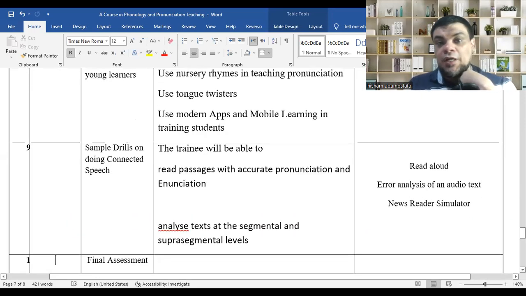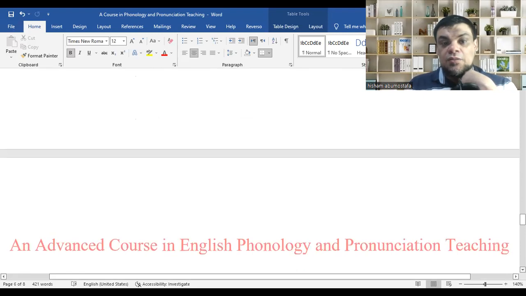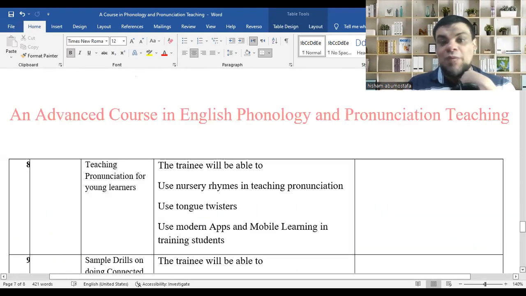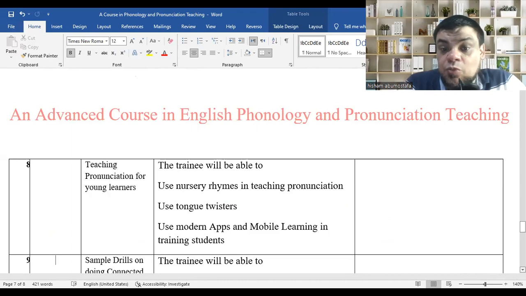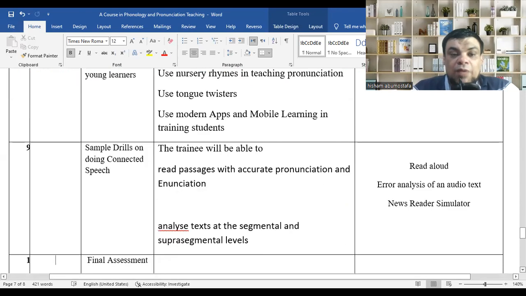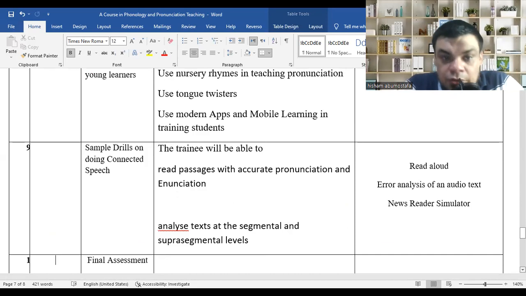Also for teaching young learners, the trainee will be able to use nursery rhymes in teaching pronunciation, use tongue twisters, and use modern apps and mobile learning in training the students. After that, we have sample drills on doing connected speech. Sample drills here means practical drills on speaking and reading fluently, applying all the techniques that we have studied.